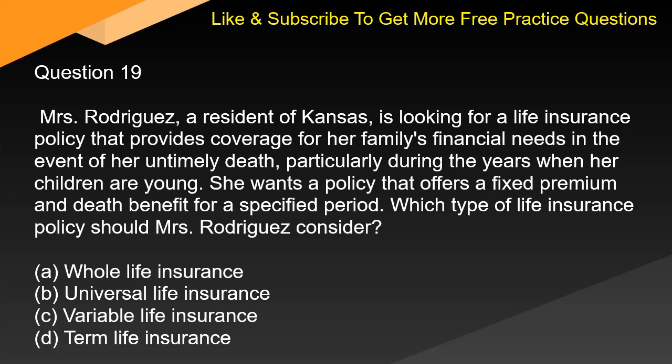Mrs. Rodriguez, a resident of Kansas, is looking for a life insurance policy that provides coverage for her family's financial needs in the event of her untimely death, particularly during the years when her children are young. She wants a policy that offers a fixed premium and death benefit for a specified period. Which type of life insurance policy should Mrs. Rodriguez consider? A. Whole life insurance. B. Universal life insurance. C. Variable life insurance. D. Term life insurance.